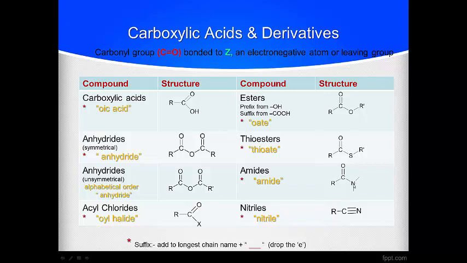We have amides, so an amide is a carbonyl with a nitrogen, and we have nitriles. Okay, so carbon triple bond to an N, so a nitrile. We'll talk more about our nitrogen containing compounds in topic 1.5.